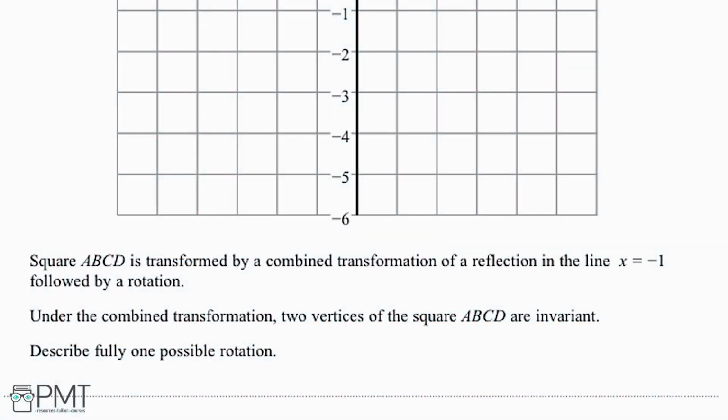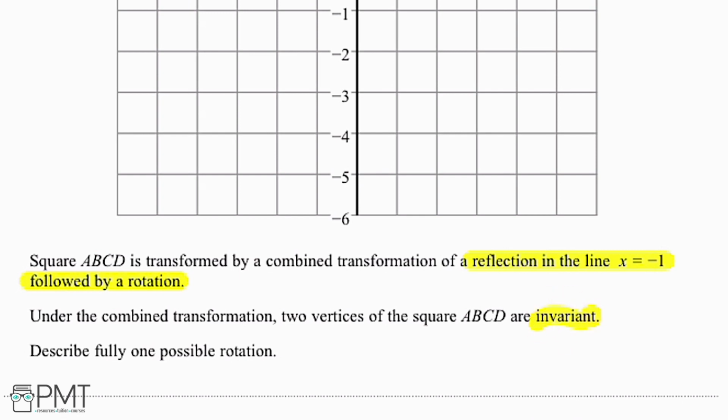Square ABCD is transformed by a combined transformation: reflection in the line x equals minus 1, followed by a rotation. Under the combined transformation, two vertices of the square ABCD are invariant. And we need to describe fully one possible rotation.